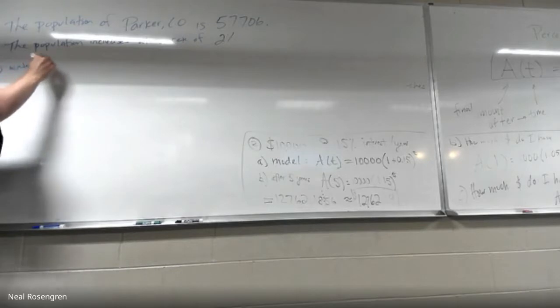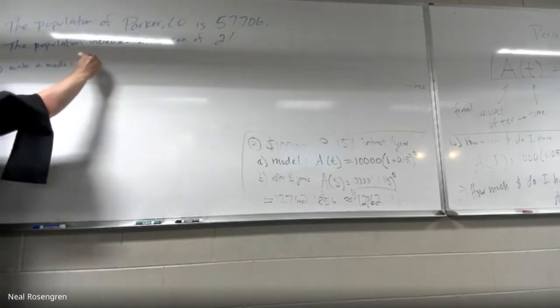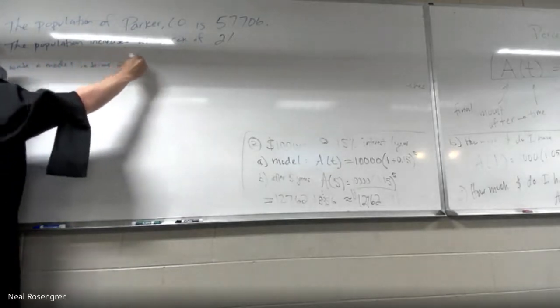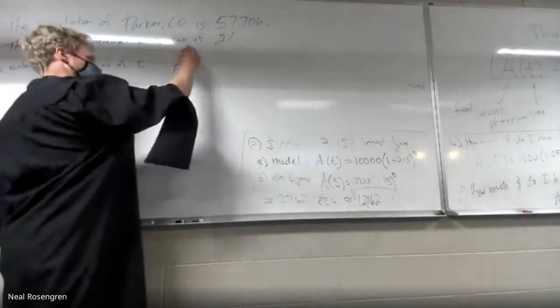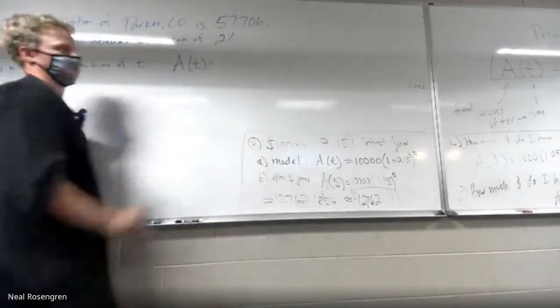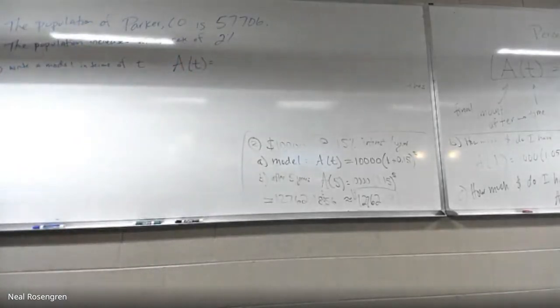Write a model in terms of t. When I say in terms of t, that means there better be a t in this equation. Don't put any numbers in for t yet. Let's just call it A of t, just so we got something to work with, so when we answer the next questions, t will change as we go.